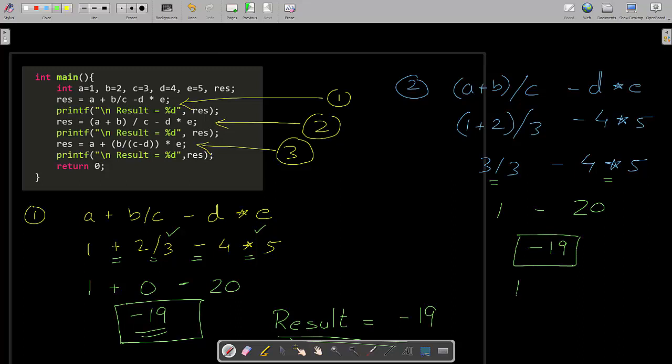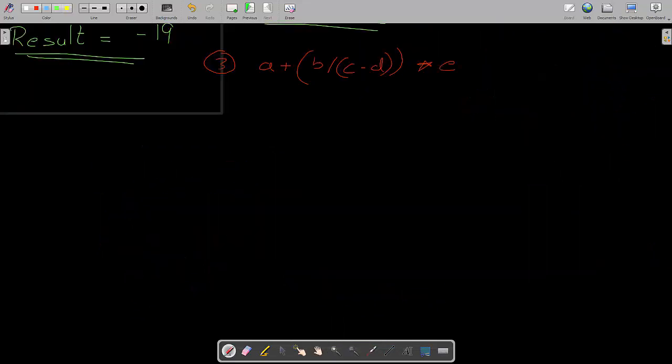So here again the result is going to be minus 19. So this is again the output of the next program. So let us solve for the third expression, that is a plus b divided by c minus d into e.